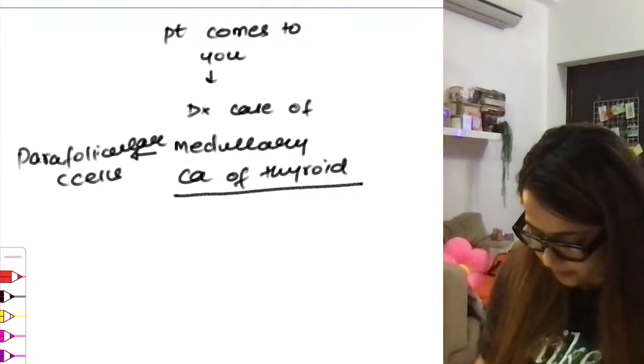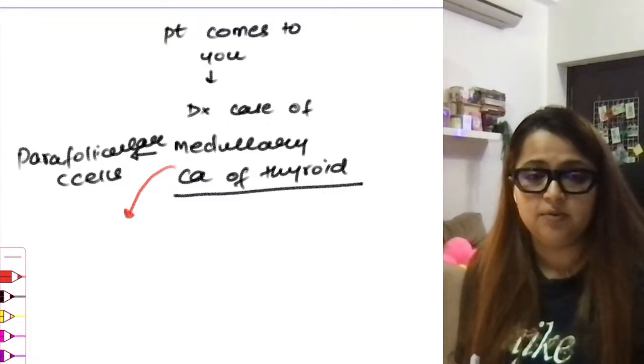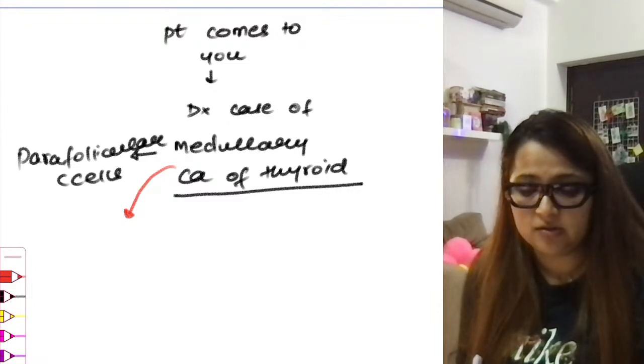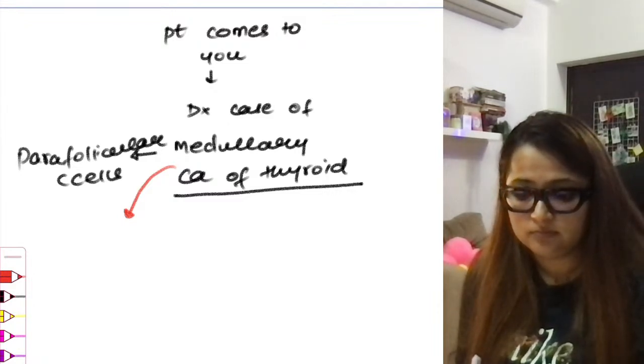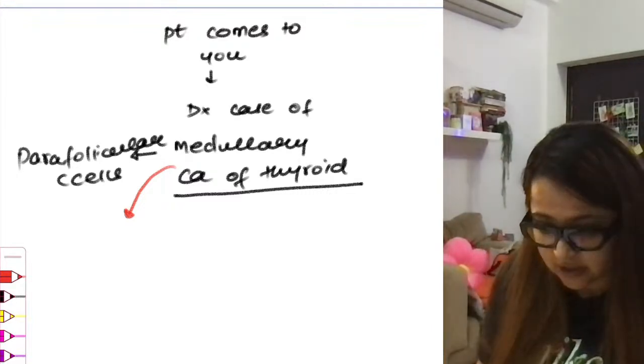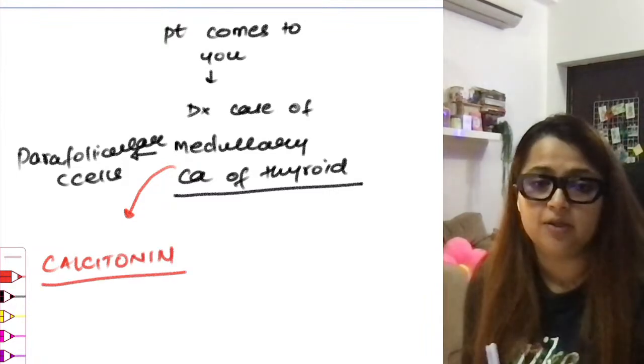And what is the tumor marker? Guys, I told you, please review the tumor markers and the IHC markers. They are very high yield. So what is the tumor marker for medullary carcinoma of the thyroid? Yes, Paras, you gave the right answer. That is calcitonin. Calcitonin is the tumor marker for medullary carcinoma of the thyroid.